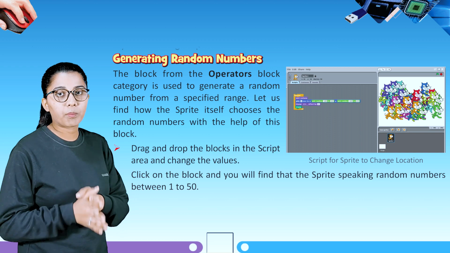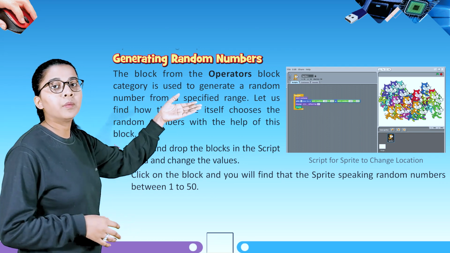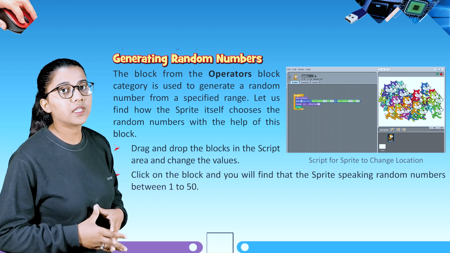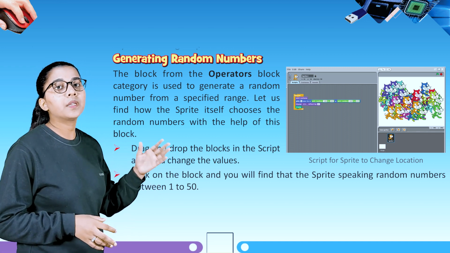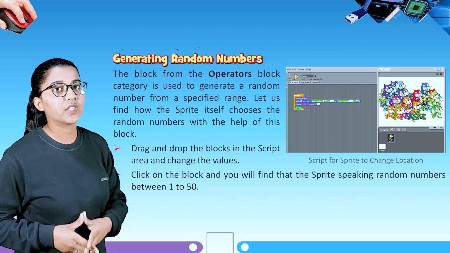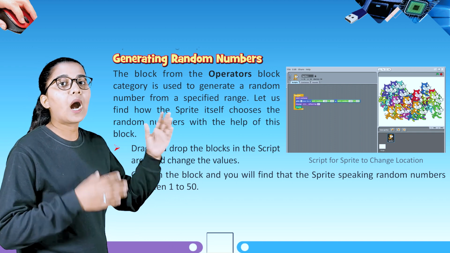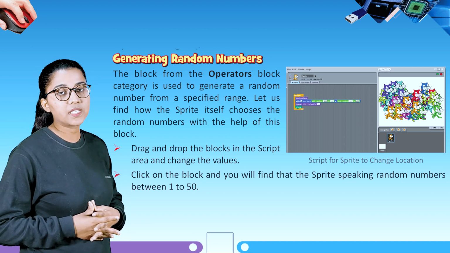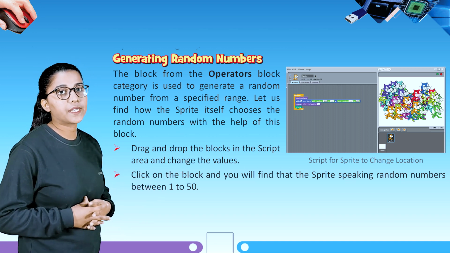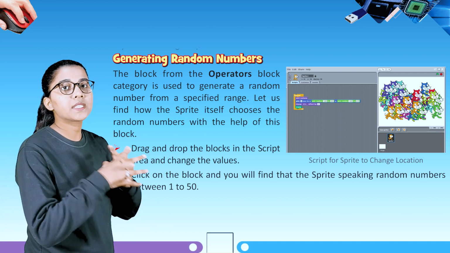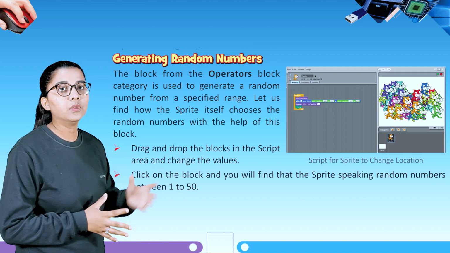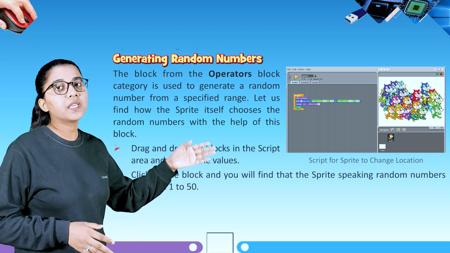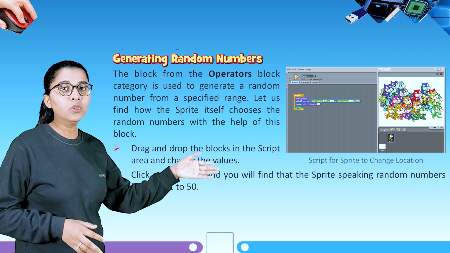So now students, our next topic is generating random numbers. The block from the operators block category is used to generate a random number from a specified range. Let us find out how the sprite itself chooses the random number with the help of this block. So firstly, drag and drop the block in the script area and change the value. Click on the block and you will find that the sprite speaks random numbers between 1 to 50.